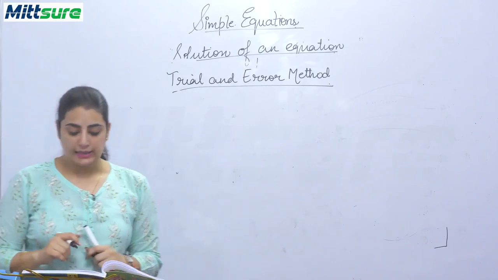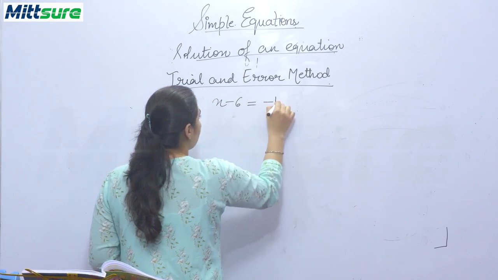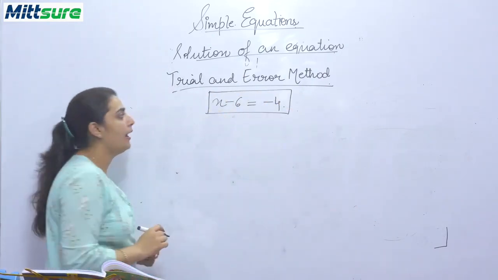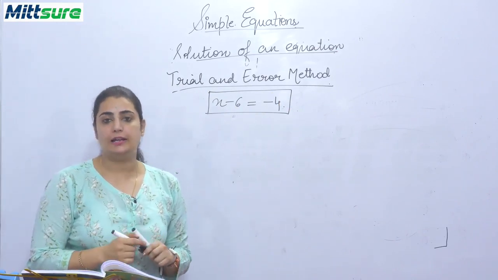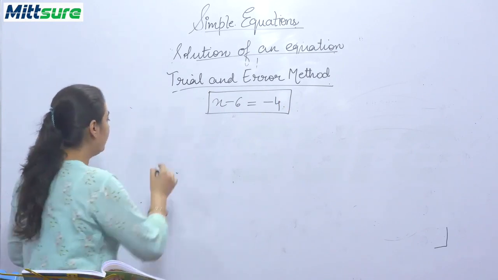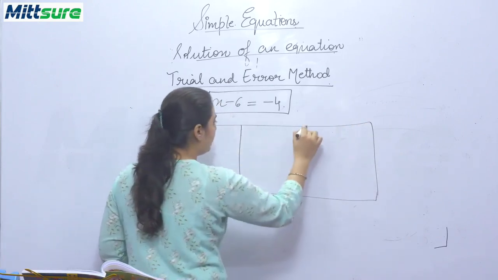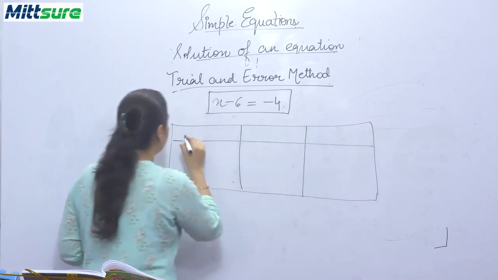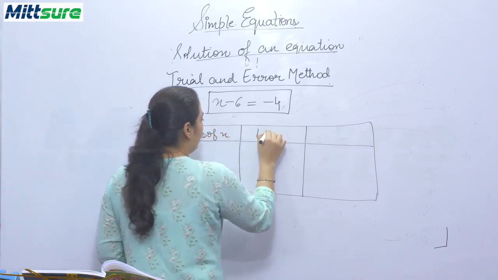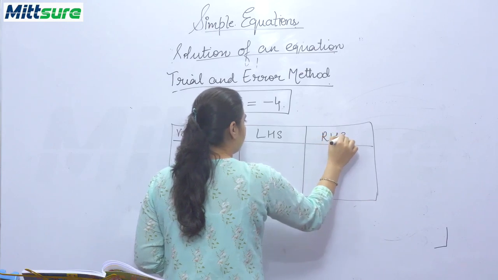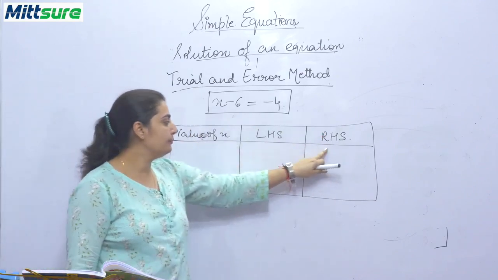Suppose I have got an equation that is x minus 6 equals minus 4. This is the given equation. Now I have to solve it by applying the trial and error method. What am I supposed to do? I will form a table, and I will divide this table into 3 parts. In the first part, I will write X, LHS, RHS.